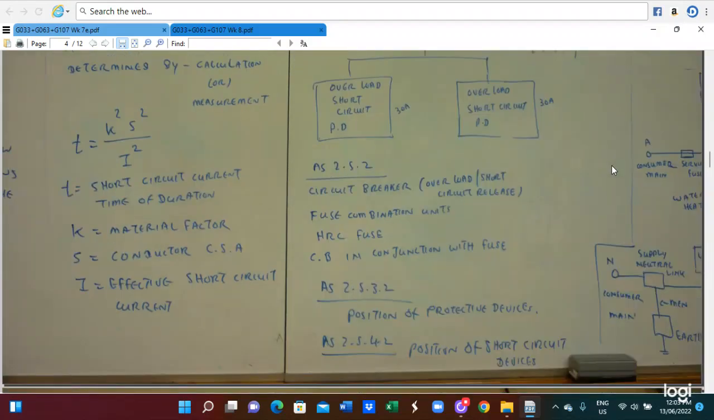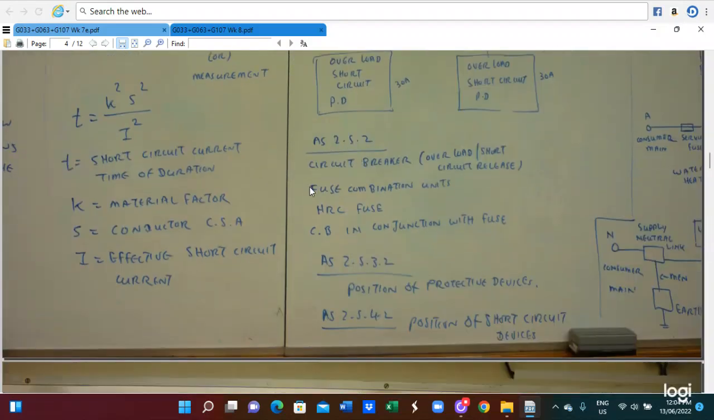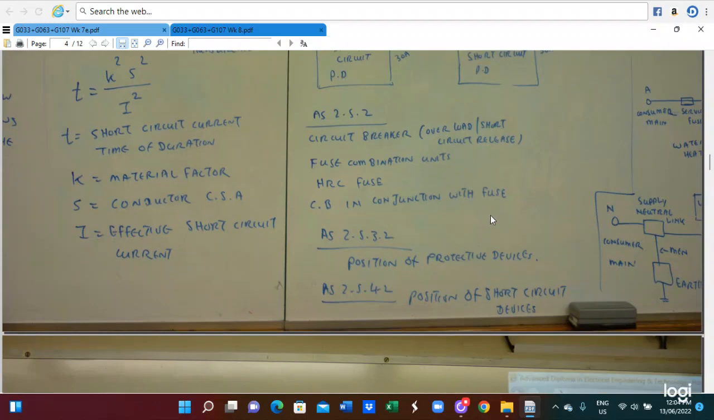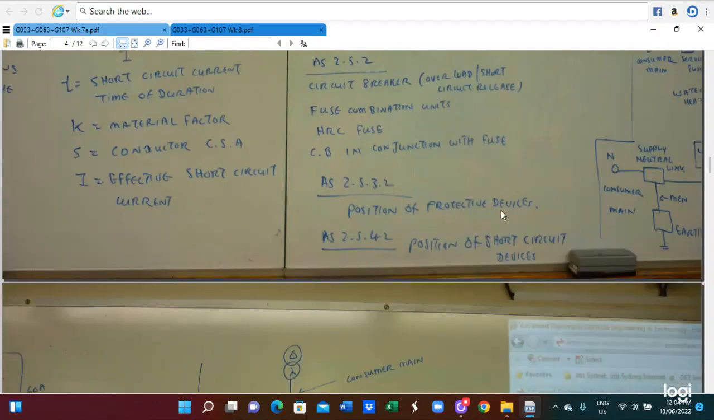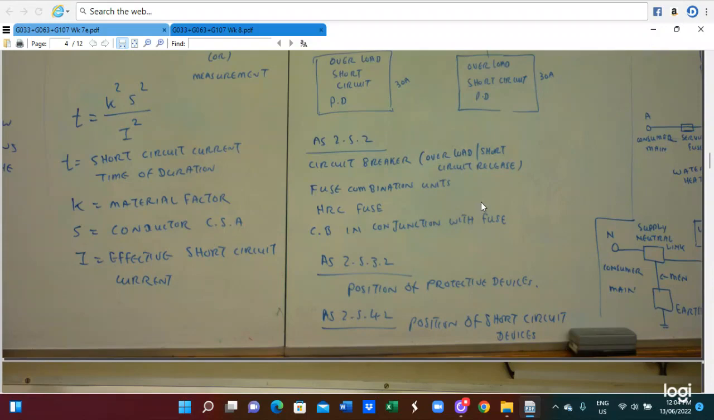So 2.5.2 mentions the circuit breaker. This is where the overload and short circuit are released. Fuse coordination units are also included. HRC fuse is also included, with the circuit breaker in conjunction with the fuse. AS/NZS 2.5.3.2 covers the protection devices. 2.5.4.2 covers the short circuit devices. Those standard rules must be followed.